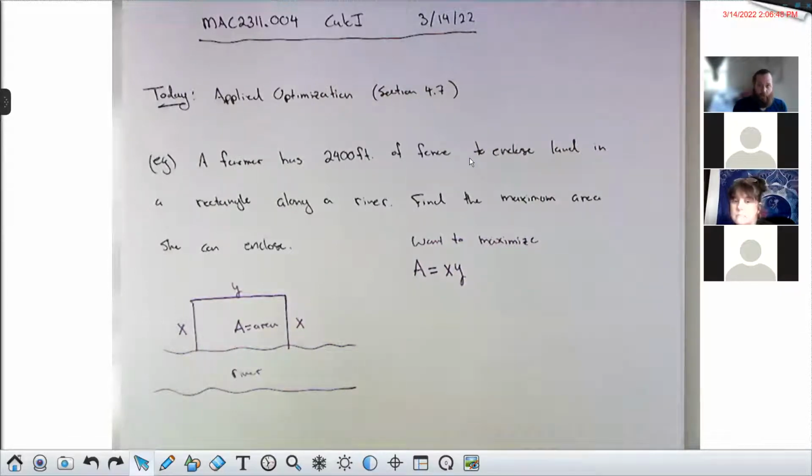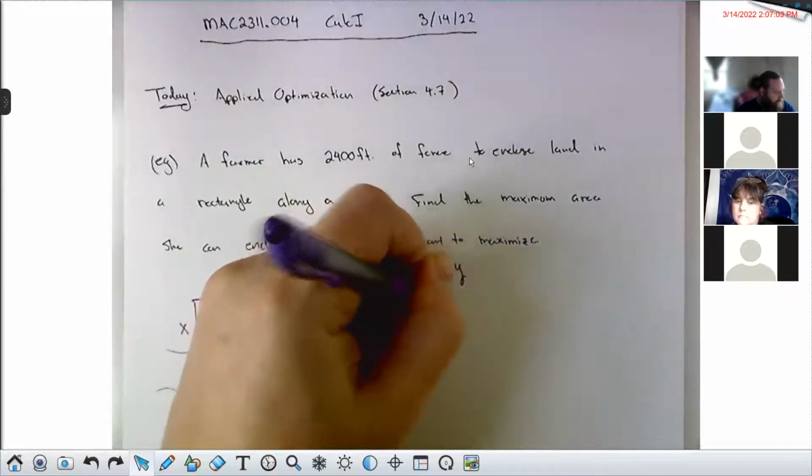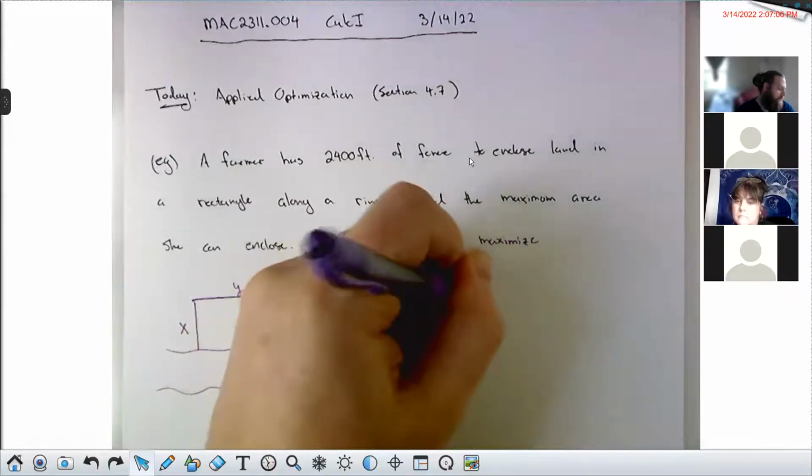What we see here, though, is that this is most naturally expressed as a function of two variables. And this is something you'll see in a lot of these problems. What's here to help us out is something called a constraint. So we want to maximize that subject to the constraint.